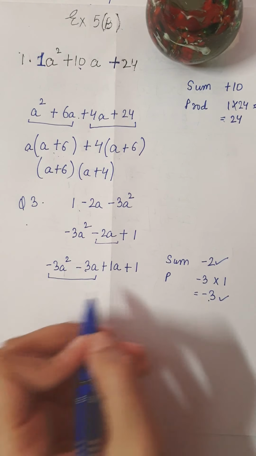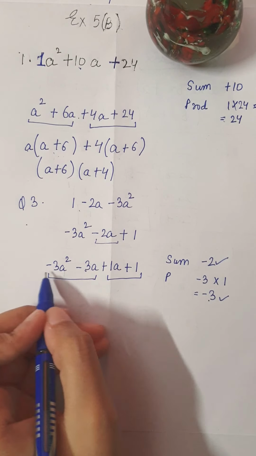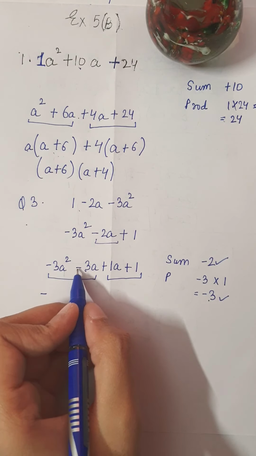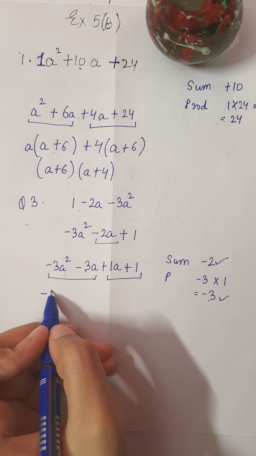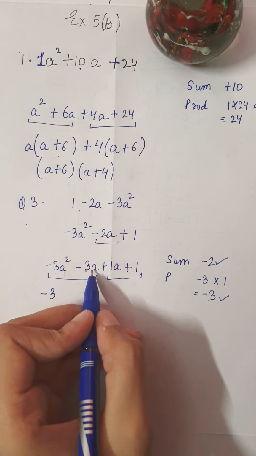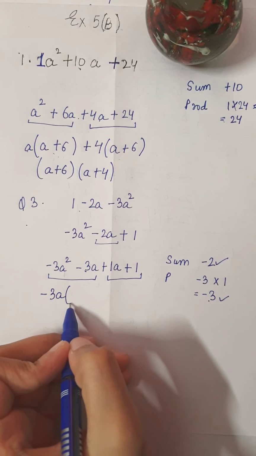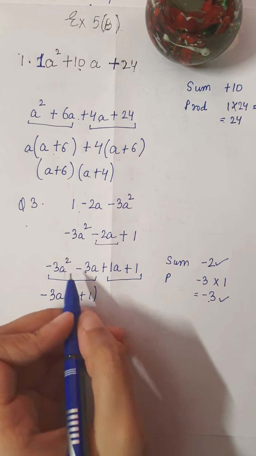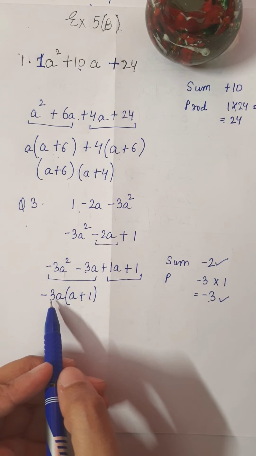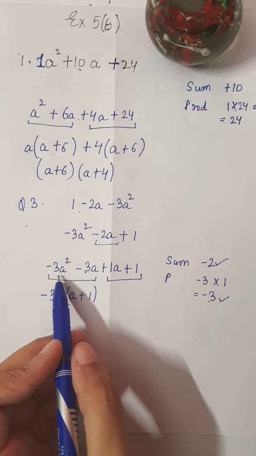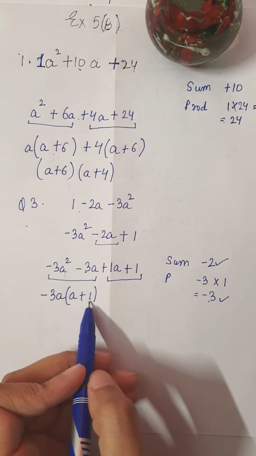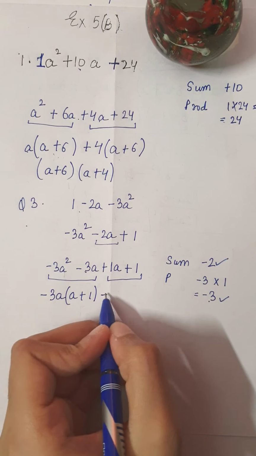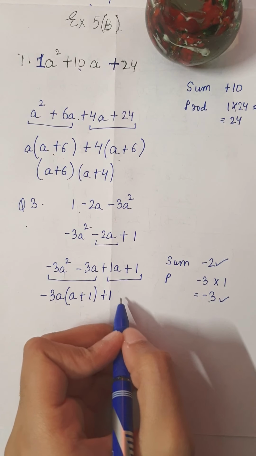Now grouping and common. So here I can see minus is common because minus is present in both. So I am taking it common. 3 is common, and a square and a is common. So here a and plus 1. If you have any doubt, you can multiply it back. This into this will be minus 3a square, and this into this minus 3a. Here plus 1 is common, nothing else I can see.